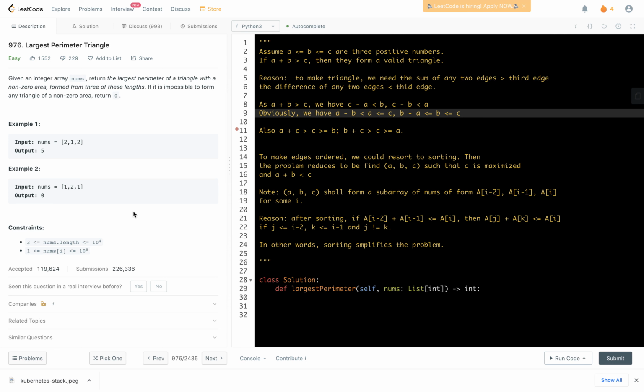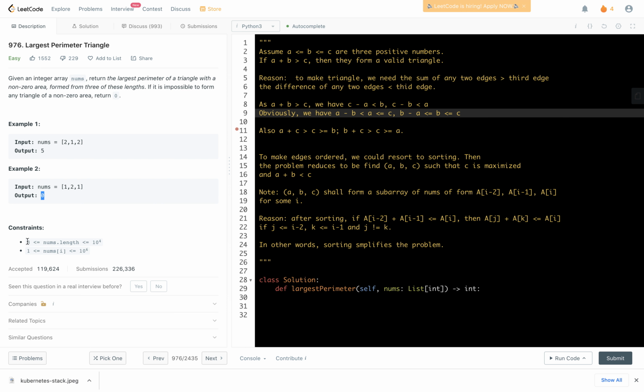Given an integer array called nums, return the largest perimeter of a triangle with a non-zero area formed from three of these lengths. If it's impossible to form any triangle of non-zero area, we return 0. So here are two examples. In the first example, there is a valid triangle, so the return is 5. And in the second example, no valid triangle can be formed, so the return is 0.